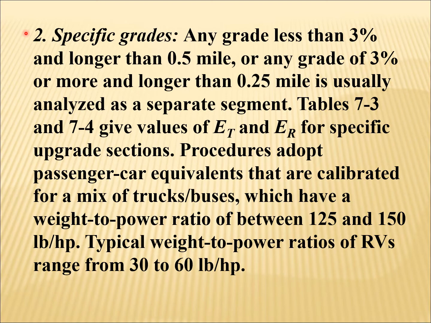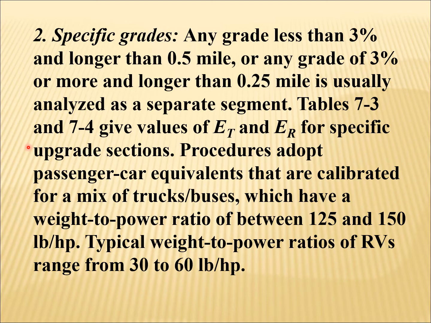Number 2, specific grades. Any grade less than 3% and longer than 0.5 mile, or any grade of 3% or more and longer than 0.25 mile is usually analyzed as a separate segment. Tables 7-3 and 7-4 give values of E sub t and E sub r for specific upgrade sections.